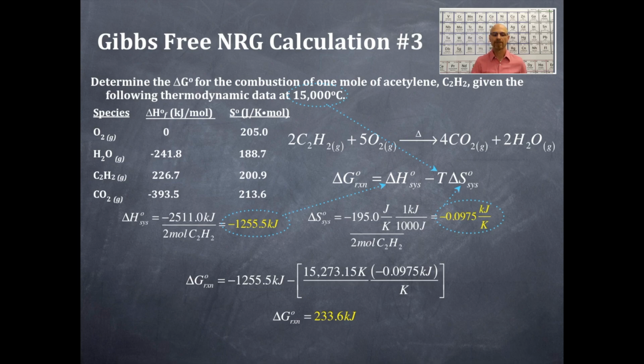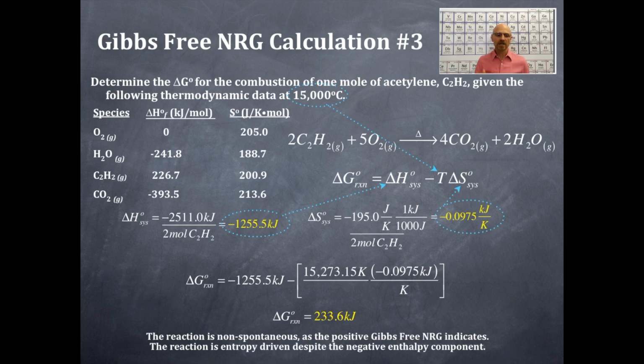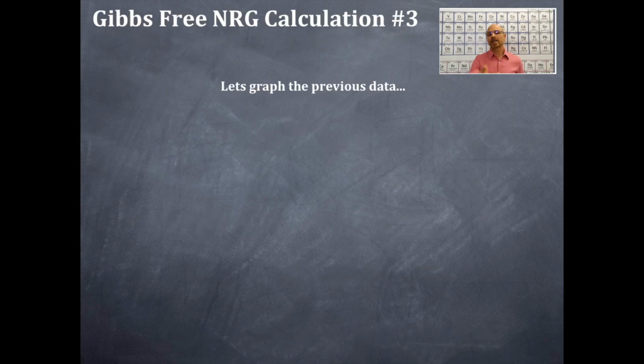This value, delta G naught for the reaction, is 233.6 kilojoules. So you should see that this reaction is very different than calculation number 2, which is exactly opposite this one. Calculation number 2, at elevated temperatures, boom, it switched that term over. So this reaction is non-spontaneous, given the positive delta G naught for the reaction. This reaction is entropy driven despite the negative enthalpy component, which is of course exothermic. Okay, still not done. We've got more to do. We're going to graph that previous information that we just had there.